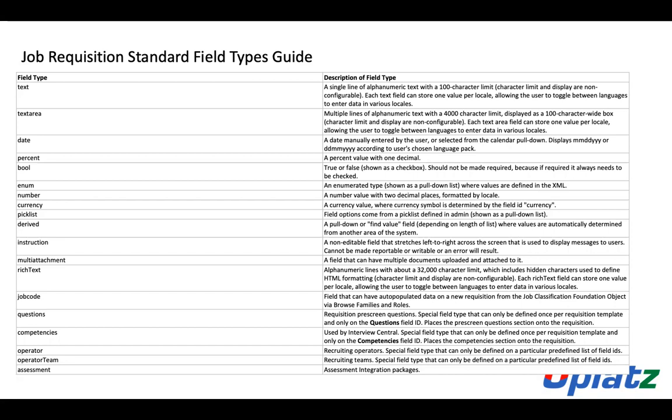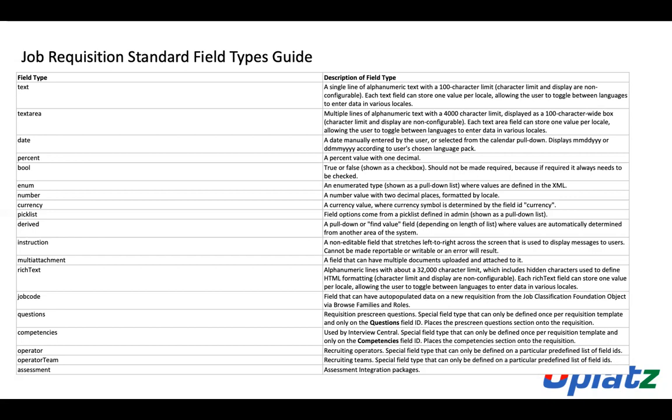But always one decimal is supported here. And the Boolean value is going to be true or false. The information can be selected, whether it is checked or unchecked. So it's straightforward. It's a Boolean value. Enumeration type is going to show a pull-down list where the values are already defined in the XML. And number is going to be actual numbers with two decimal places, formatted by the local language.